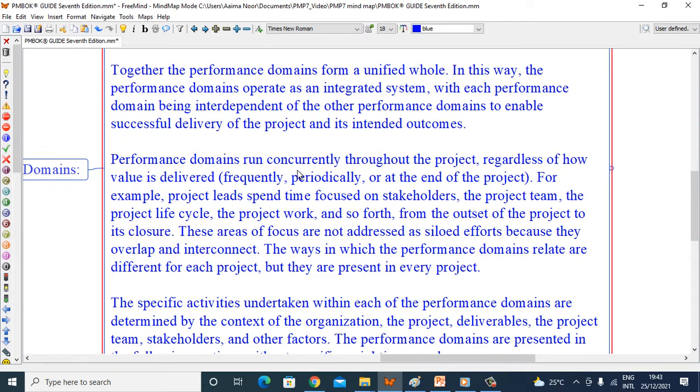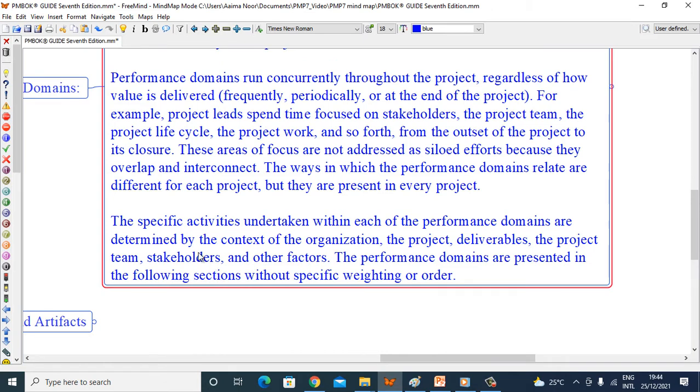Performance domains run concurrently throughout the project, regardless of how value is delivered: frequently, periodically, or at the end of the project. For example, project leads spend time focused on stakeholders, the project team, the project lifecycle, the project work, and so forth from the outset of the project to its closure. These areas of focus are not addressed as siloed efforts because they overlap and interconnect. The way in which the performance domains relate is different for each project, but they are present in every project.